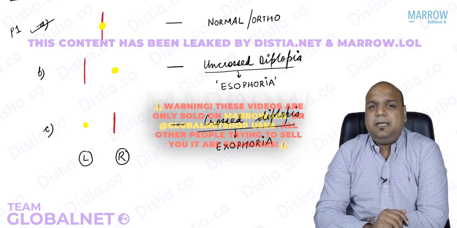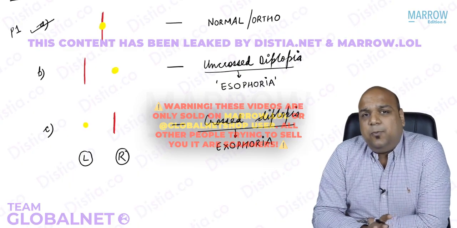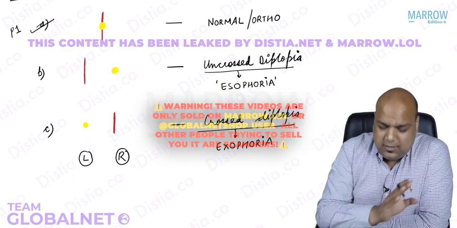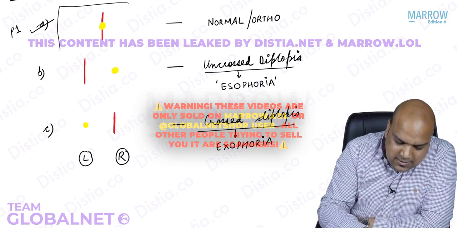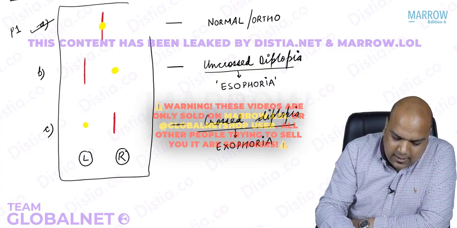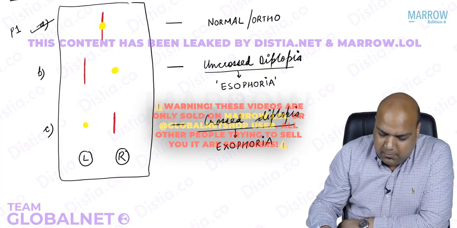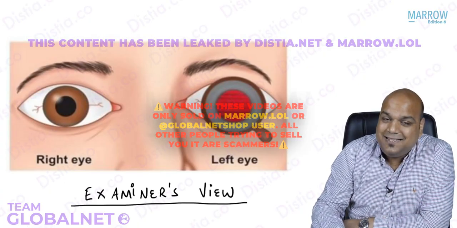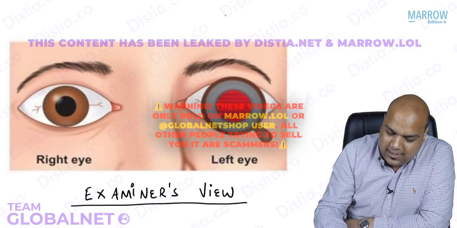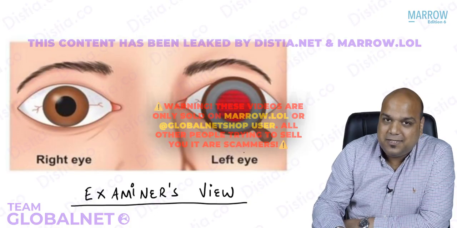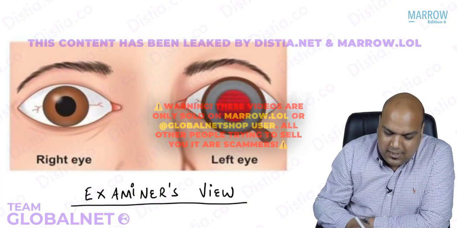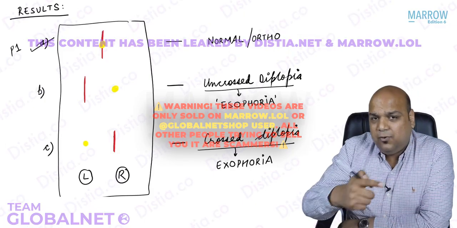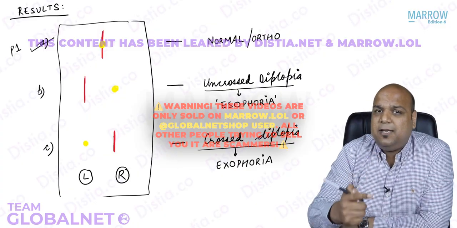Crossed diplopia is seen in cases of exo. I hope we are clear here about this, everybody. The left and the right, everybody. So in the exam, this image is given to you and you are asked the diagnosis. You just need to remember that this is the examiner's view. So in the examiner's view, it is on the left side. But for the patient's view, this side becomes the right side. If you understand this fundamental, you should not have any problem.